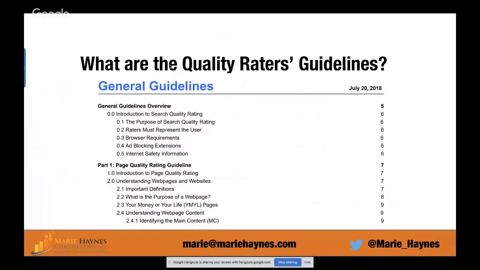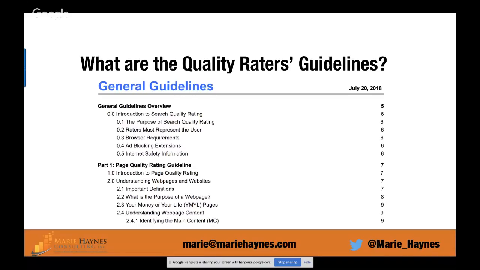So let's talk about the Quality Raters Guidelines. These guidelines are given by Google to people called quality raters. There are at least 10,000 quality raters in the world. I've heard estimates of up to 100,000. They're contracted out by external companies, so they're not actually employees of Google. And it's important to know that the quality raters are not the web spam team. The guidelines are meant to teach the quality raters how to determine whether a website is high quality.